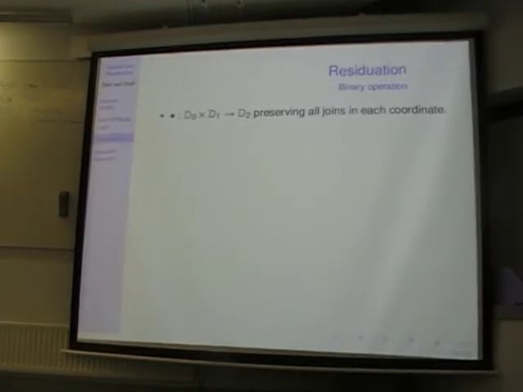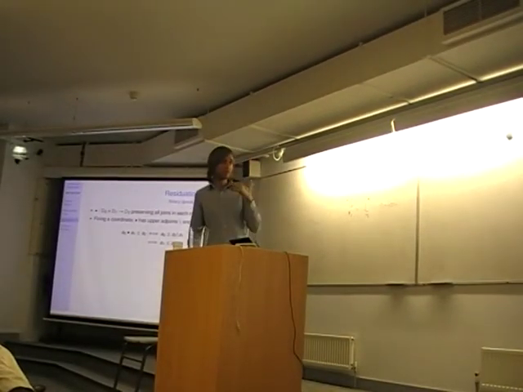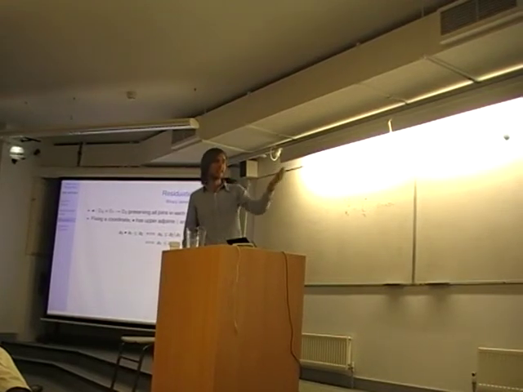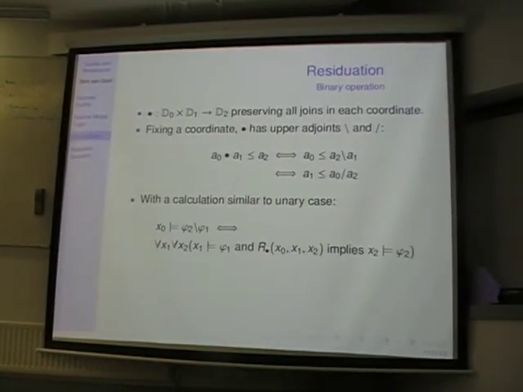Now, what does taking the residual mean for the relation that we have? Well, we can do some calculations. This is what taking the adjoint means in an algebraic style. And with a calculation similar to the unary case, what you see, for example, for this slash, one way is that a state satisfies the backslash of phi 2 and phi 1 if and only if, well, you have the slashes the wrong way around. Okay, I have the slashes, sorry. The slashes may be usually the other way, good. Then this should be the forward slash, and then you get this formula.